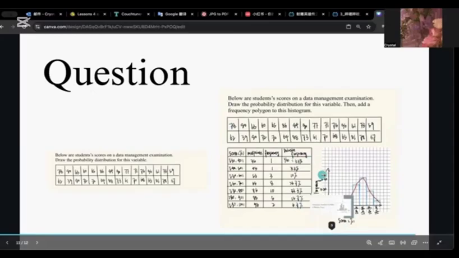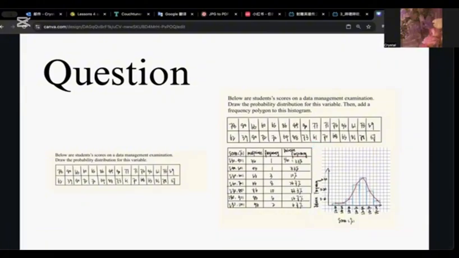Then we will label the x and y axes for this graph. The x-axis is score and the y-axis is relative frequency. Then we can say the blue part is the probability distribution for this variable, also known as the density curve. Then we connect all the midpoints. We will get the polygon for this graph. So that's all. Thank you.